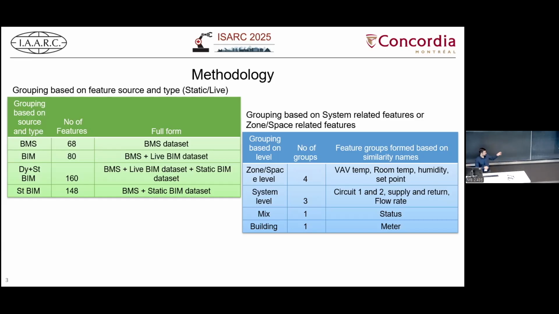On the right side, you see another type of grouping we have done to identify the faults of HVAC. Some of them are system level, some of them are equipment level. We try to categorize. The intention here is to find which feature can be leveraged from BIM to be combined with BMS for fault detection and diagnosis. So we have a mix of zone level information, system level information, and the entire building level. So three combinations of the approach.